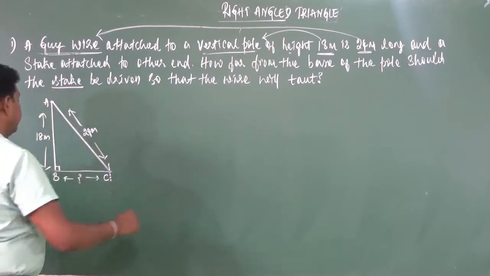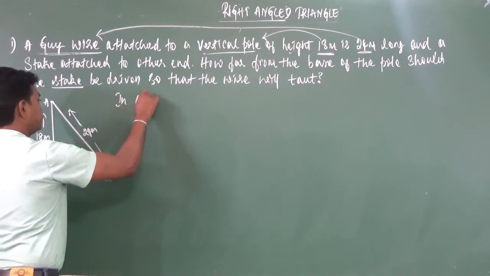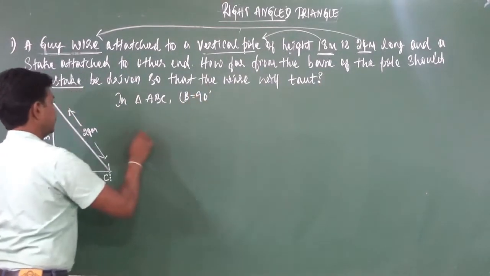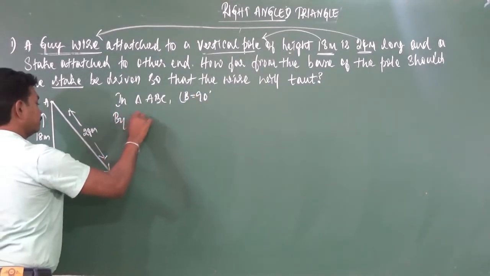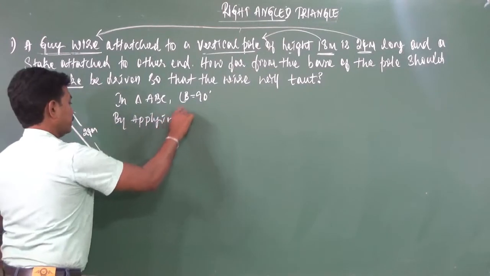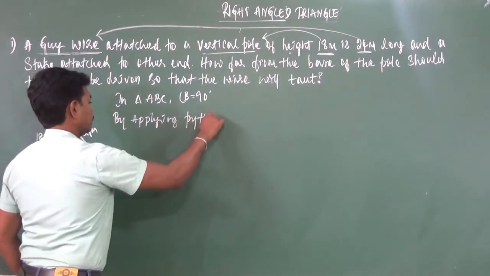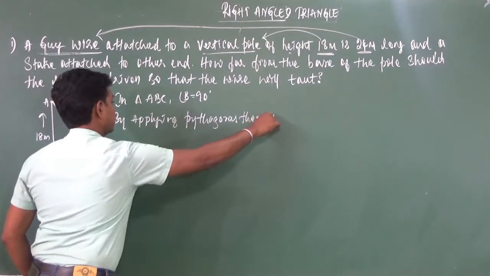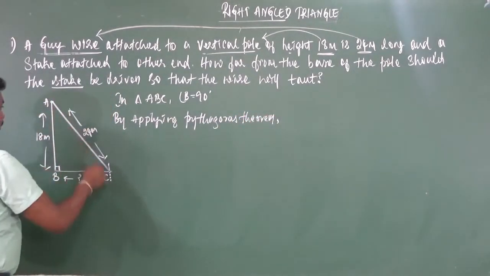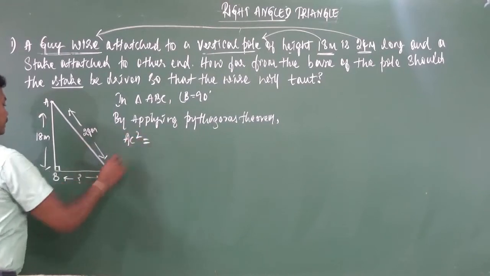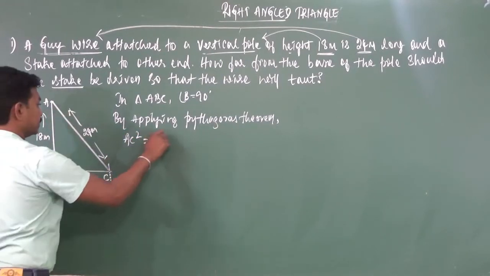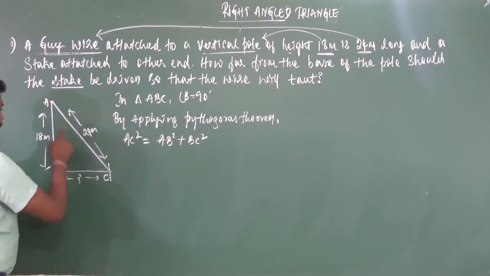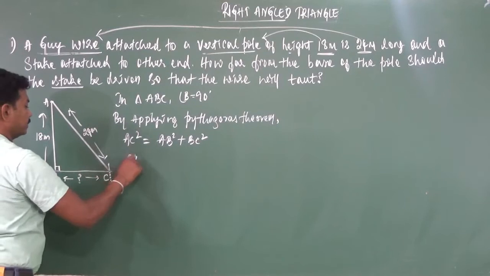Very simple, right? So in triangle ABC, angle B is equal to 90 degrees. So by applying Pythagoras theorem, AC square is equal to AB square plus BC square. So here AC square is 24 square.